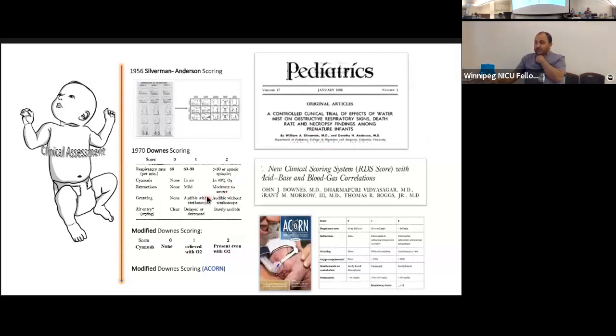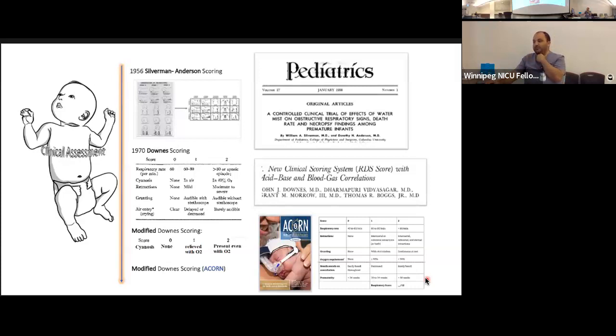The last version, which is commonly implemented now in the ACORN, relies on the same criteria: respiratory rate, retractions, grunting, air entry on auscultation, but also the cyanosis expressed by the FiO2, whether the baby maintains saturation in room air, or FiO2 less than 30% or above 30%, which scores 1 and 2. ACORN modified it further and inserted a 4th pillar, which is the gestational age, in the classification of respiratory severity, which could be mild, moderate, or severe based on the score.